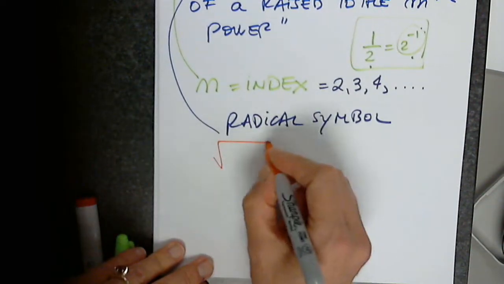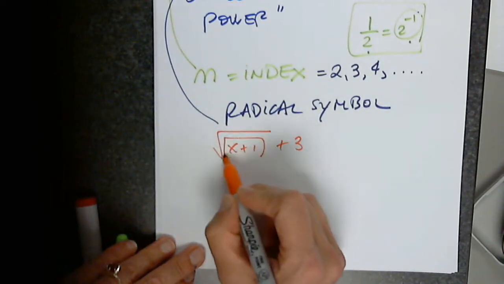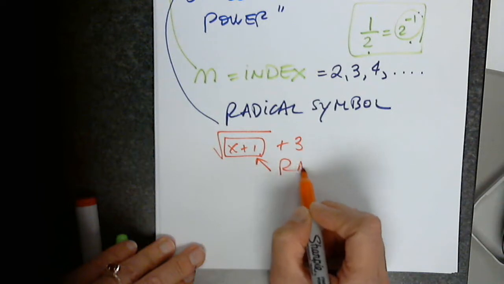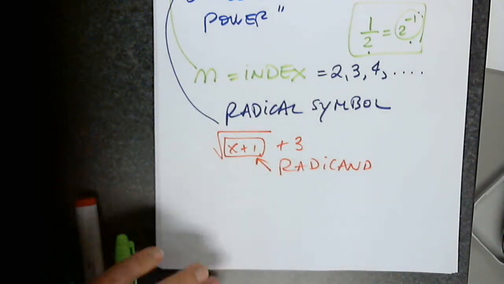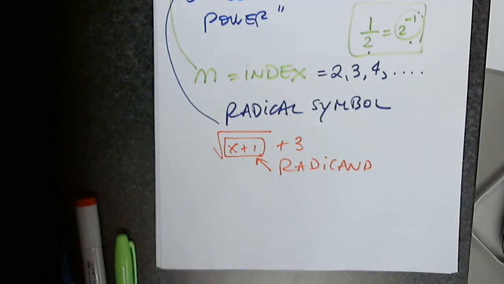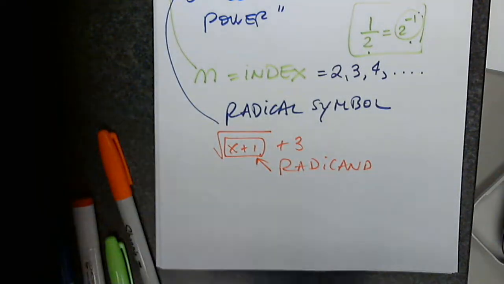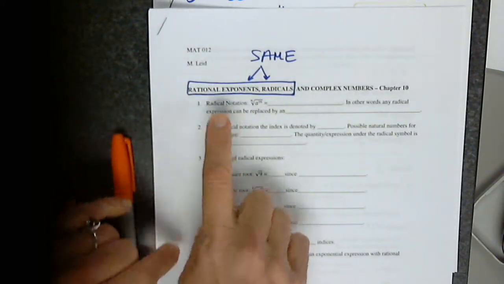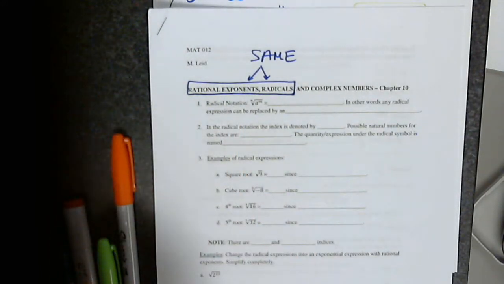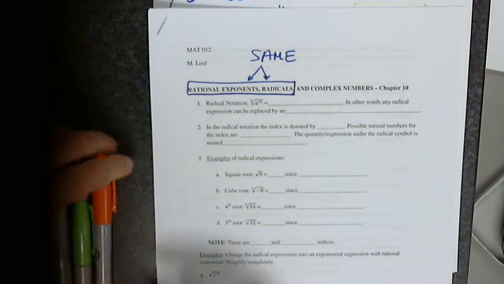So if I have, for example, the square root of x plus 1, plus 3, the radicand is only x plus 1. 3 is not part of the radicand because it's not under the square root. Do you have this? Okay. So we can go back now and fill in. I wasn't lazy. I just specifically left them open so you can write them in on your own.